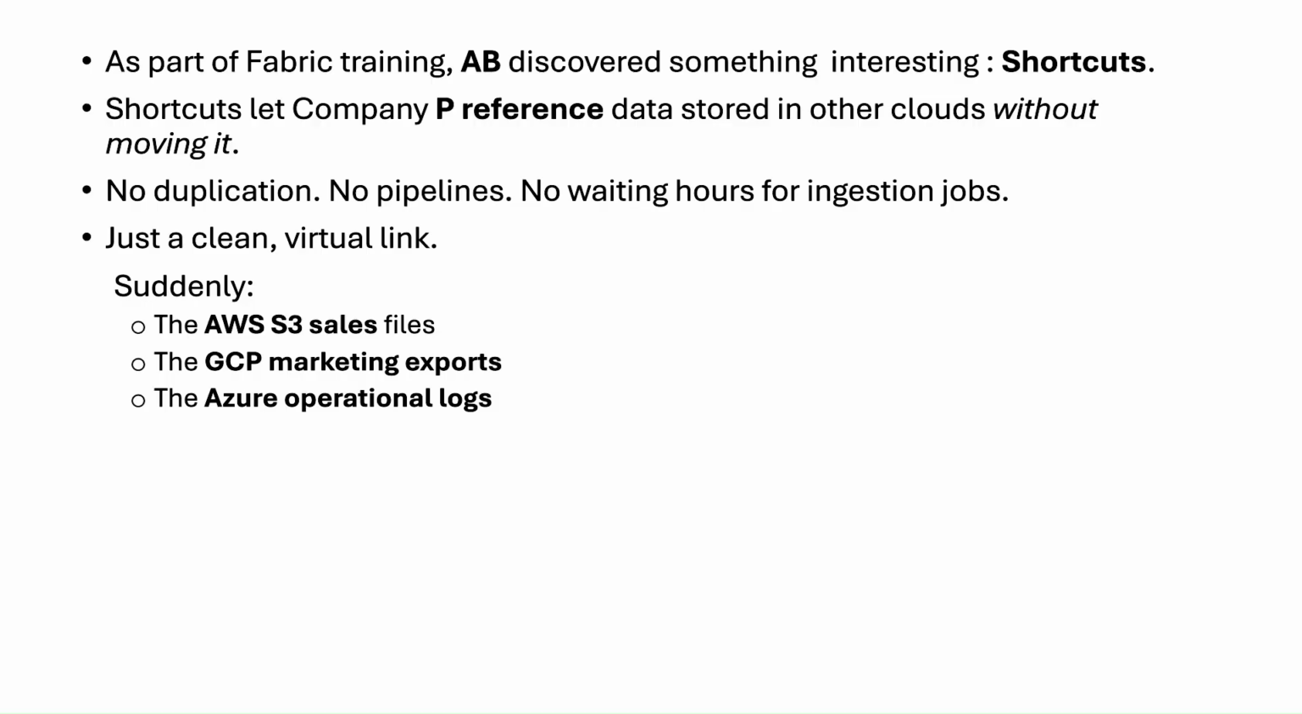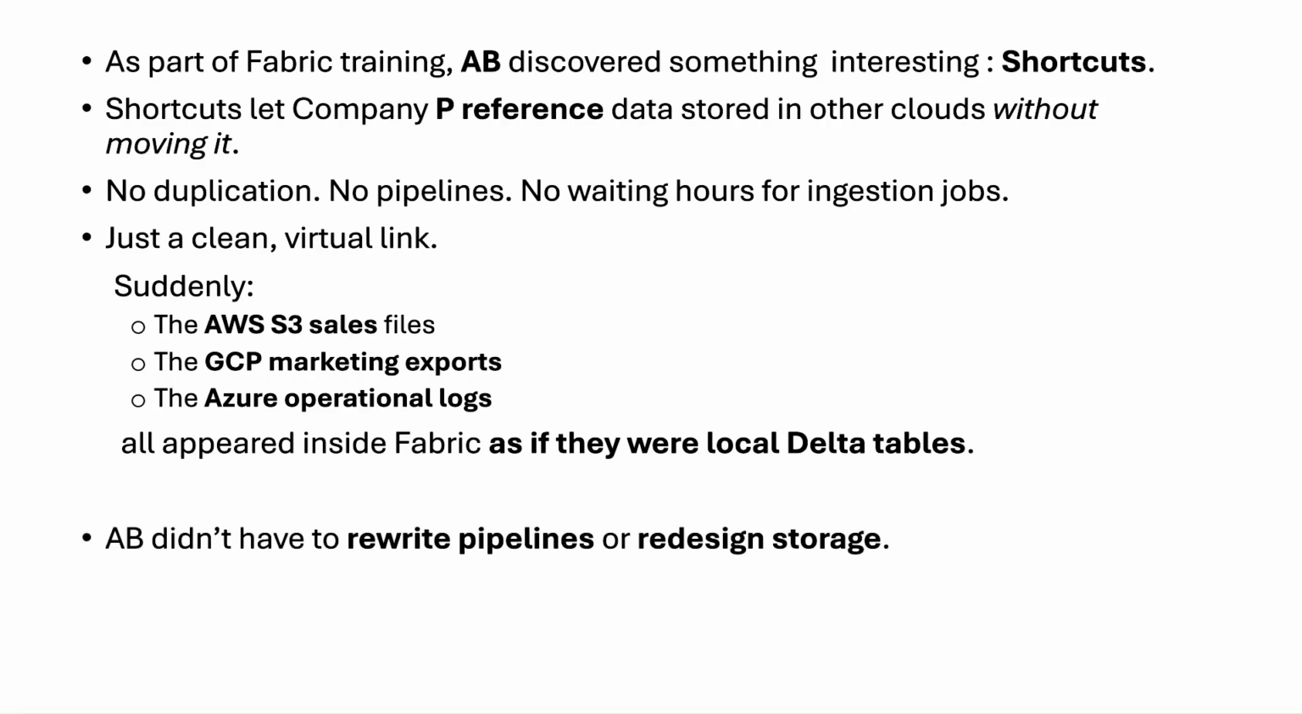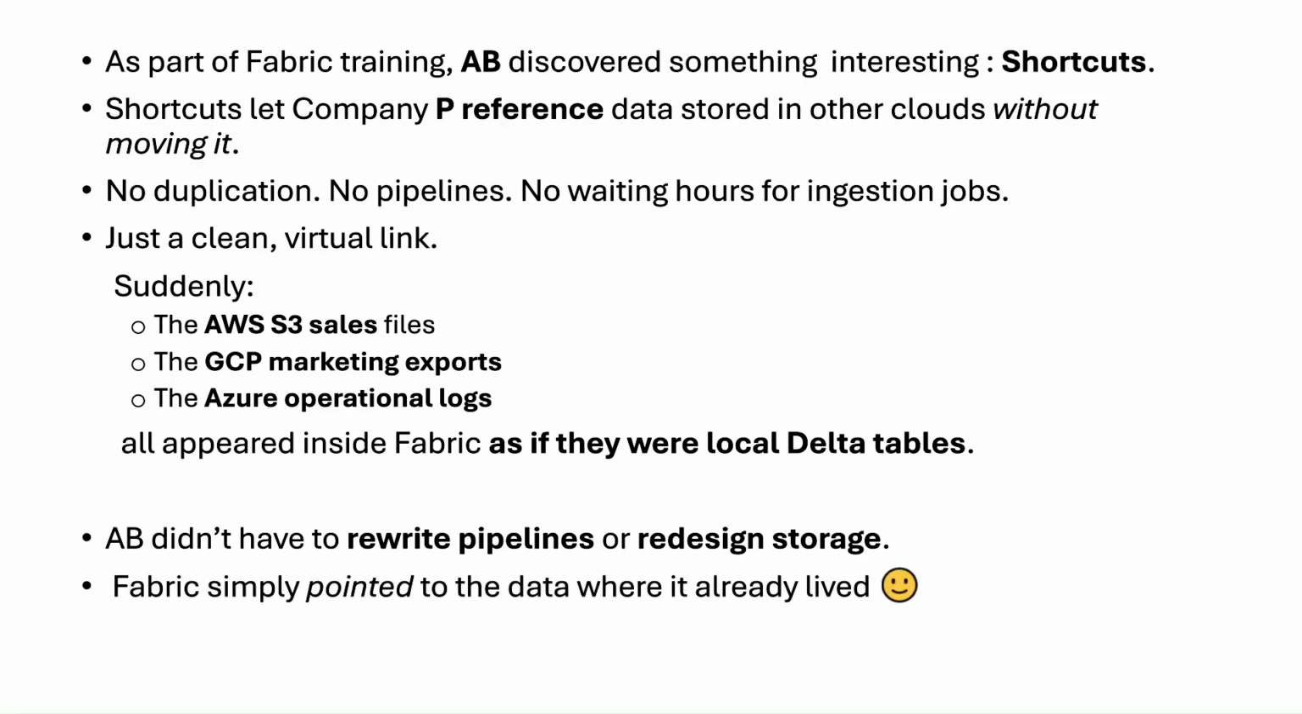Suddenly, everything changed. The AWS S3 sales files, the GCP marketing exports, the Azure operational logs, all appeared inside Fabric as if they were local delta tables. And that's the power of shortcuts. AB didn't have to rewrite pipelines or redesign storage. Nothing needed to be changed. Fabric simply pointed to the data where it already lived. And that is something great about shortcuts.